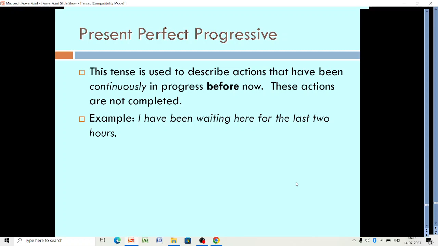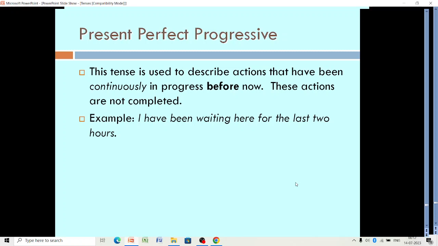I have been waiting. I am waiting. At the time of speaking, the action is going on. So we can say I am waiting. But I have been waiting. So the action has started in the past, but still it is going on. So that is present perfect continuous. I have been waiting here for the last 2 hours.